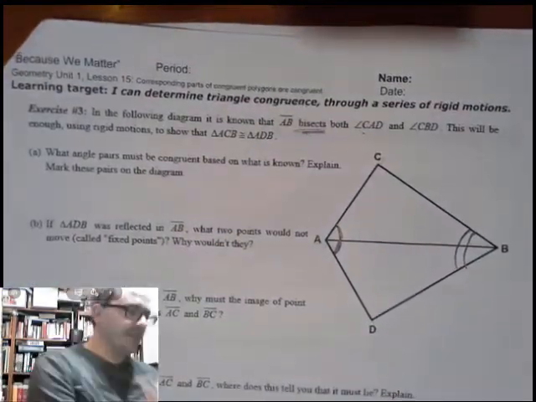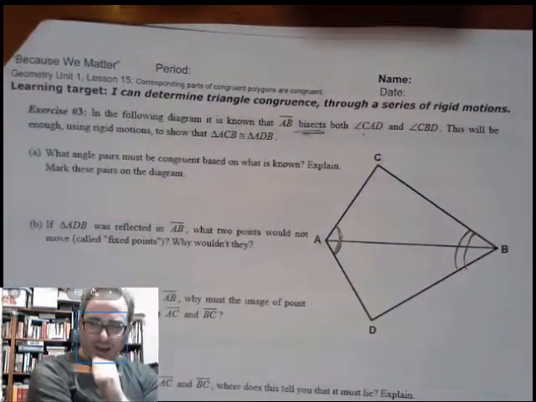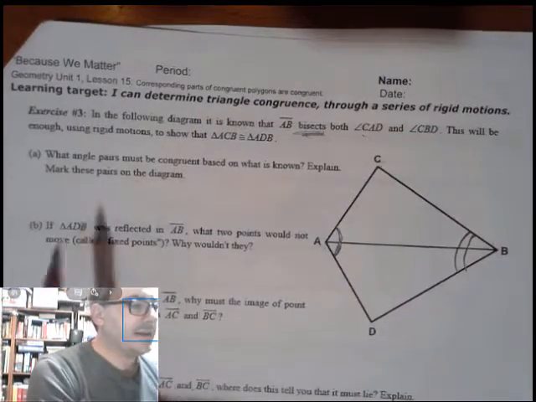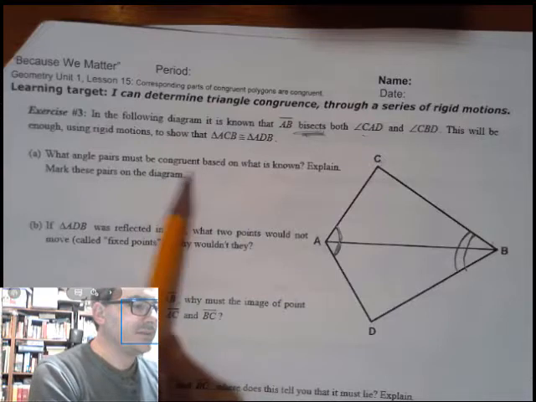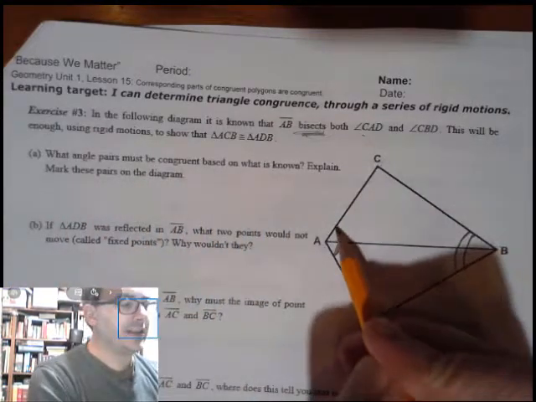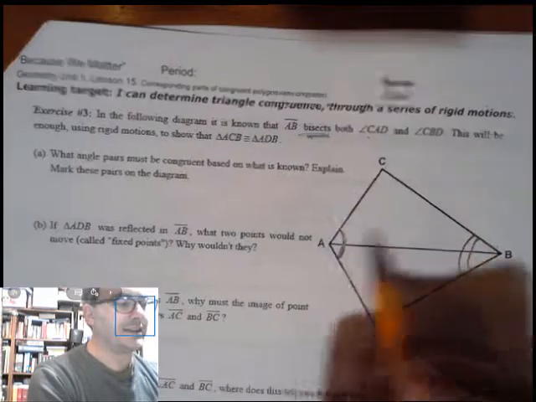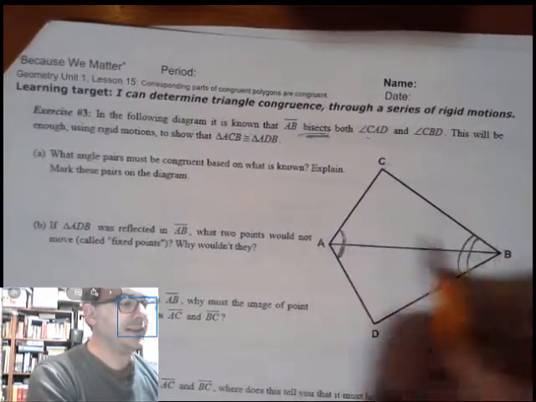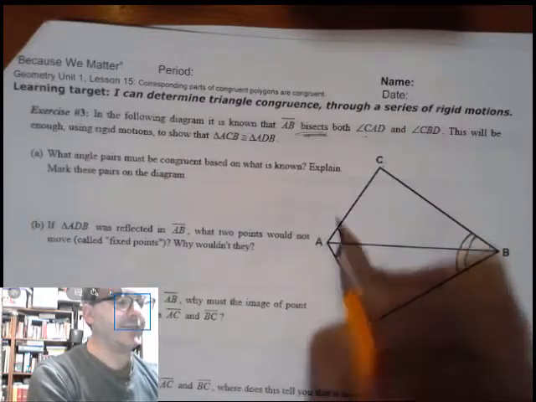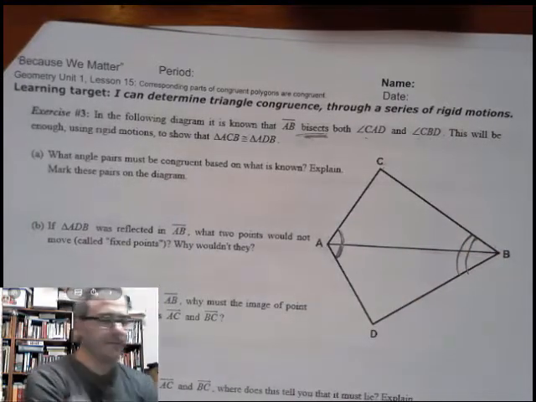All right. Use your tracing paper to confirm that if you're not quite sure you get that piece. Let's answer these questions. What angle pairs must be congruent based on what is known? This has to be congruent to that, right? If this bisects the whole big thing, that means it cuts both pieces in half, which means the 2 halves are equal.